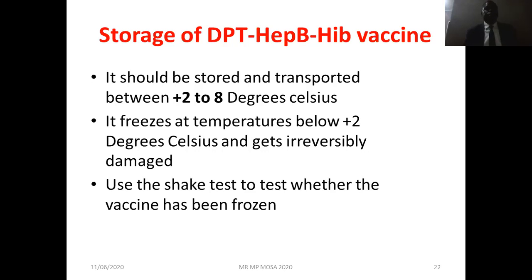It should be stored and transported between 2 to 8 degrees Celsius as well. It freezes at temperatures below 2 degrees Celsius and gets irreversibly damaged. So it's not supposed to freeze. If it freezes, the vaccine gets damaged. So it is very important that at all times we monitor the temperature at which the vaccine is being kept.